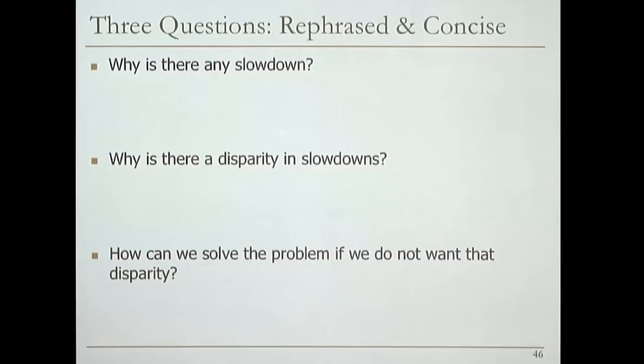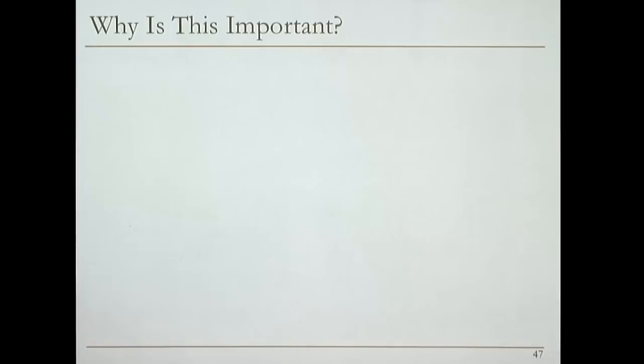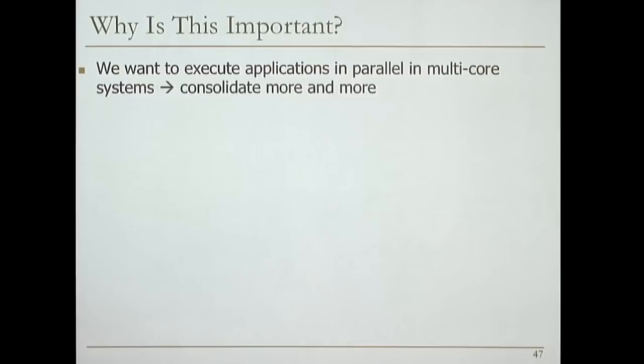So okay, there are three questions rephrased. Why is there any slowdown? Why is there a disparity in the slowdowns, which I think you alluded to? How can we solve the problem if we do not want that disparity? So I guess, why is this important, first of all? I think even the slowdown is important because we want to execute applications in parallel in multi-core systems, consolidate more and more, put more things together. This is what cloud computing is all about, for example.